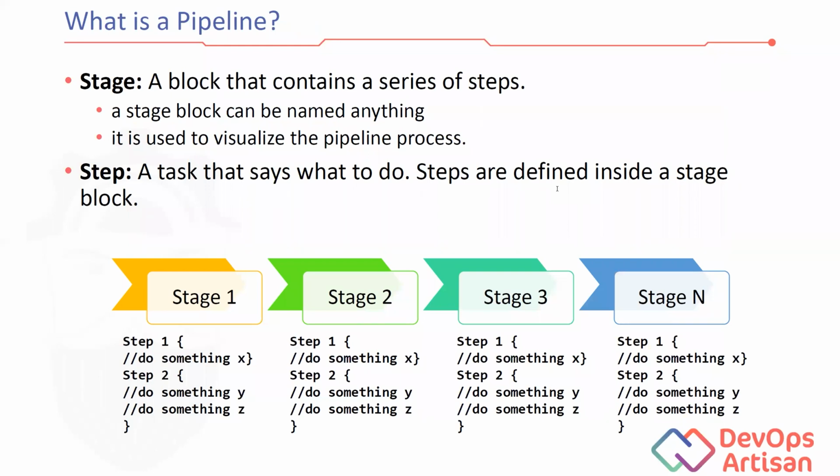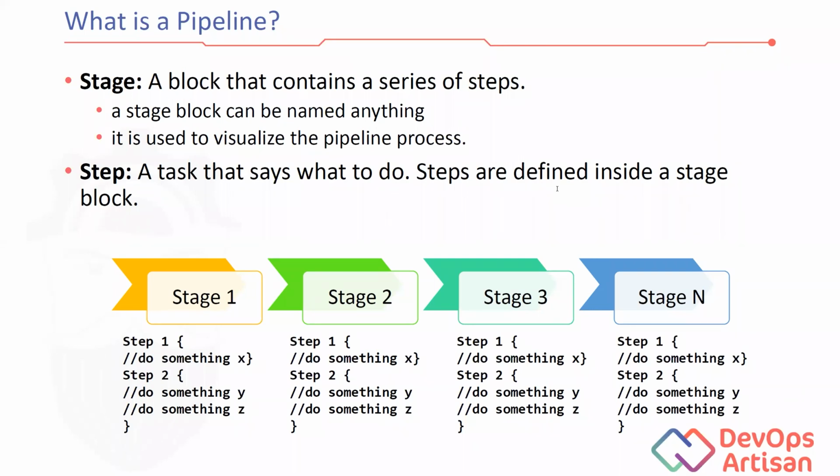So, going further, we discussed jobs, right? But what is a pipeline, and what do we want to achieve using a pipeline? A pipeline, basically, is a list or a set of steps grouped into stages. In each stage, we have a list of steps, right? So a stage is a block that contains a list of steps and can be something meaningful to you. It will give you some kind of visualization of the pipeline.